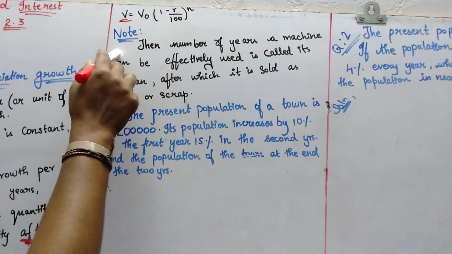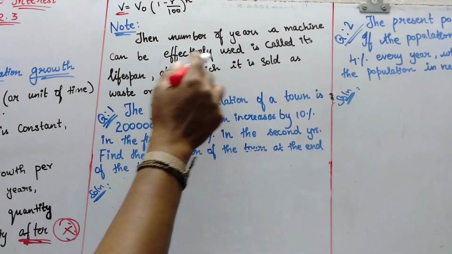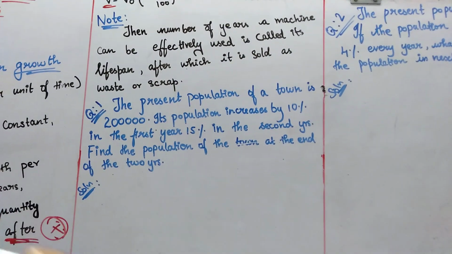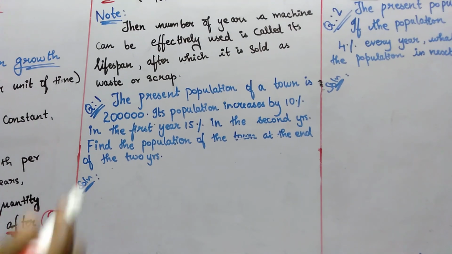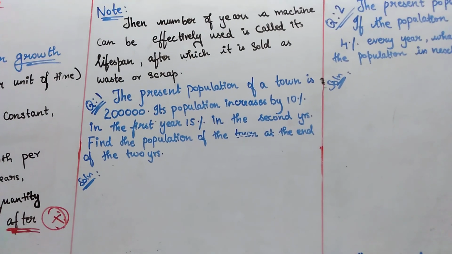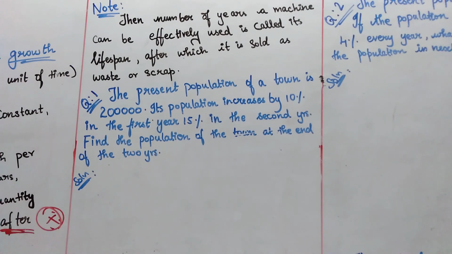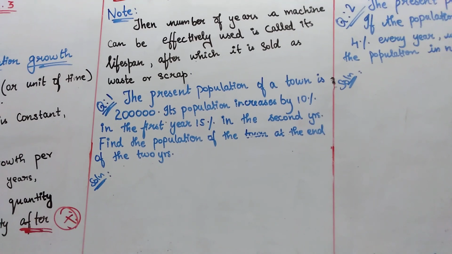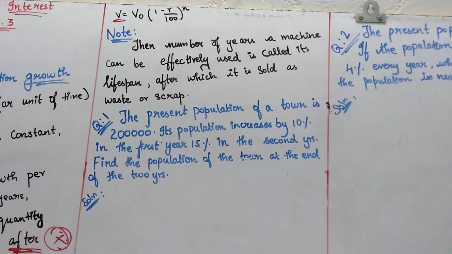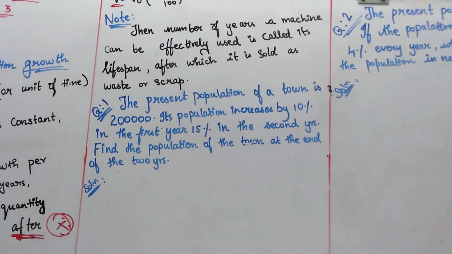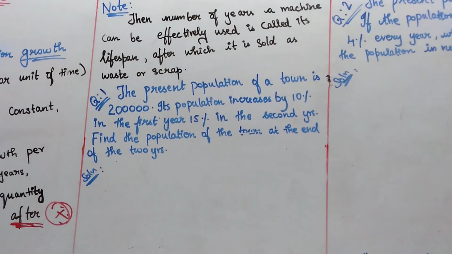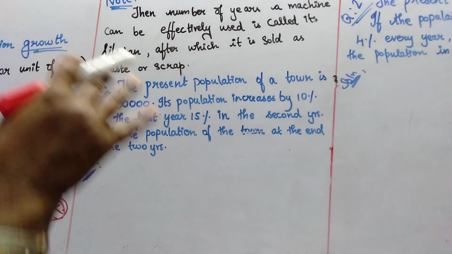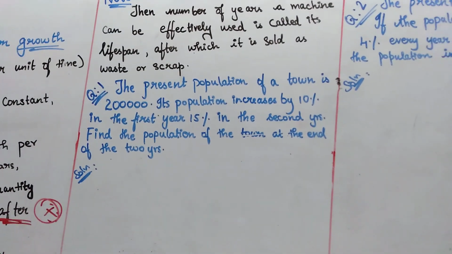And one important note: the number of years a machine can be effectively used is called its lifespan, after which it is sold as waste or scrap. For example, we use growth for the population, for the height of a tree, for a child's weight. For depreciation, we use it for machinery, products and vehicles which we use in our day-to-day life. So these processes will be used in the related problems.